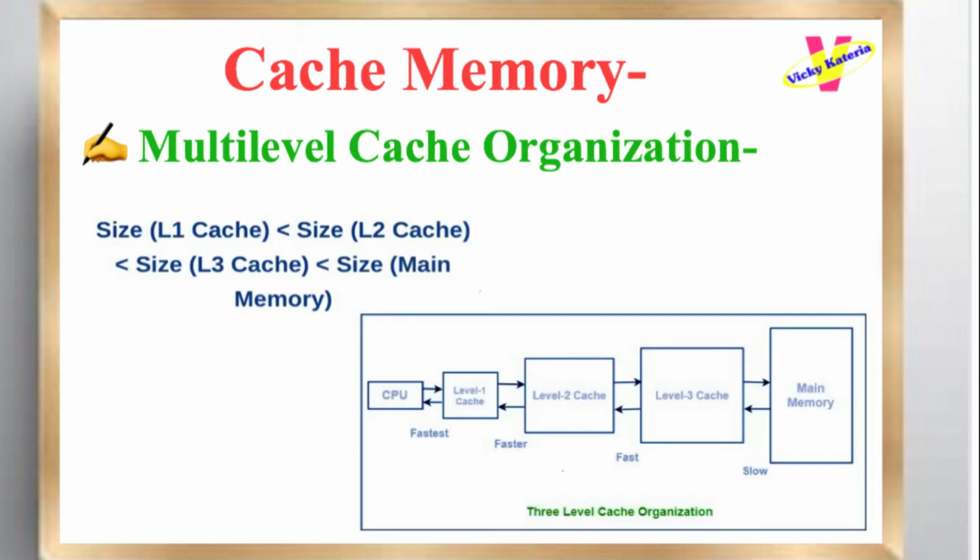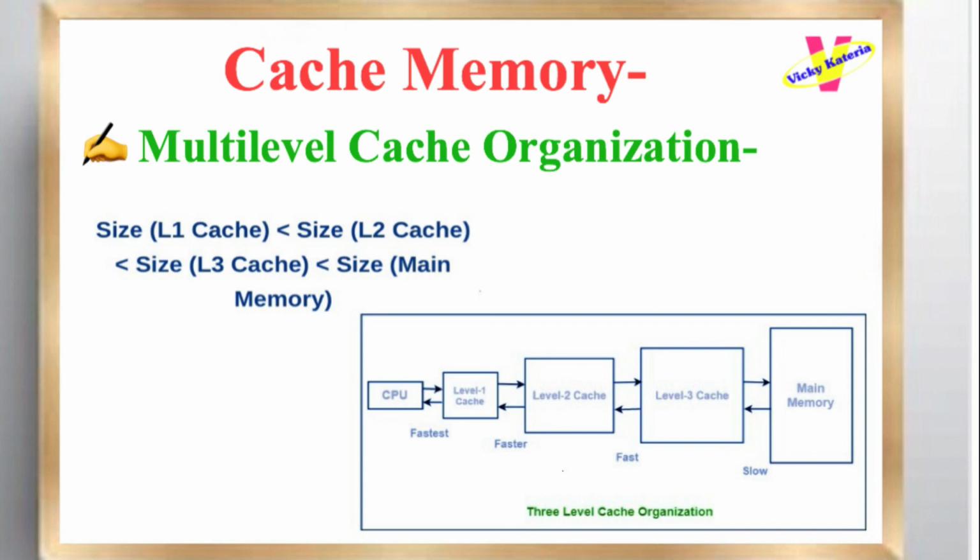Multilevel cache organization. A multilevel cache organization is an organization where cache memories of different sizes are organized at multiple levels to increase the processing speed to a greater extent. The smaller the size of cache, the faster its speed. The smallest size cache memory is placed closest to the CPU. This helps to achieve better performance in terms of speed.